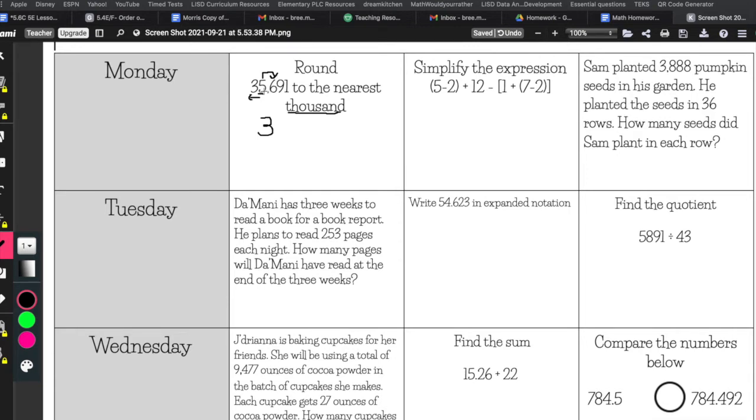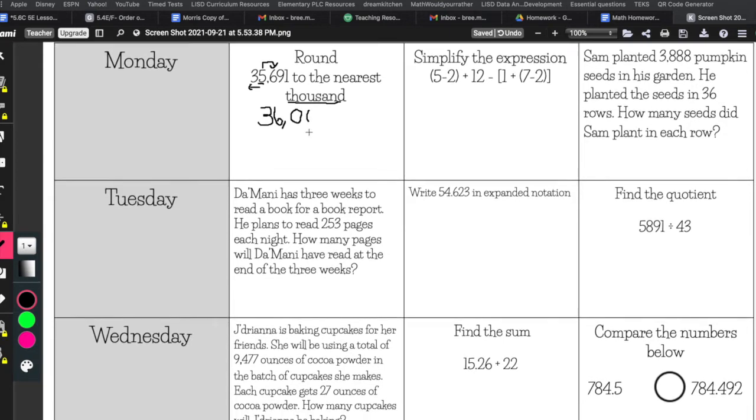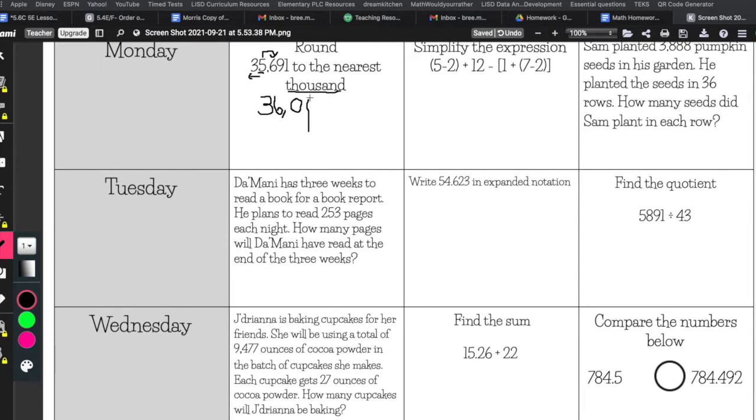So I look, if it's 5 or greater, I'm going to come back next door and I'm going to add 1. If it's less than 5, it's going to stay the same. The rest of these are going to turn to 0. We're going to be practicing this with decimals the rest of the week.